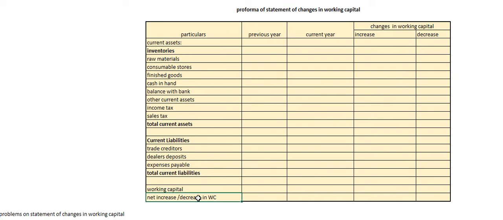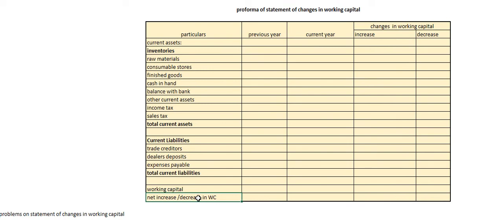Here, if there is an increase in working capital, we consider it as application of funds. And if there is a decrease in working capital, it is considered to be a source of funds. Why? If there is an increase in working capital, it is considered as application of funds because the funds are required for the working capital requirements. Whereas when there is a decrease in working capital, which is considered to be a source, the funds were not required for the working capital requirements.